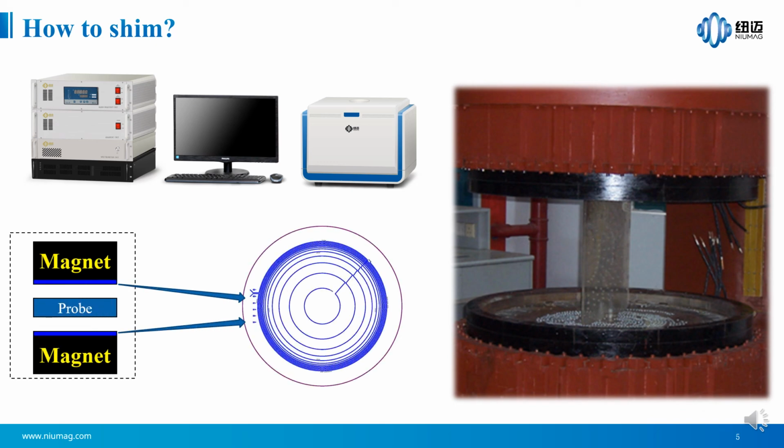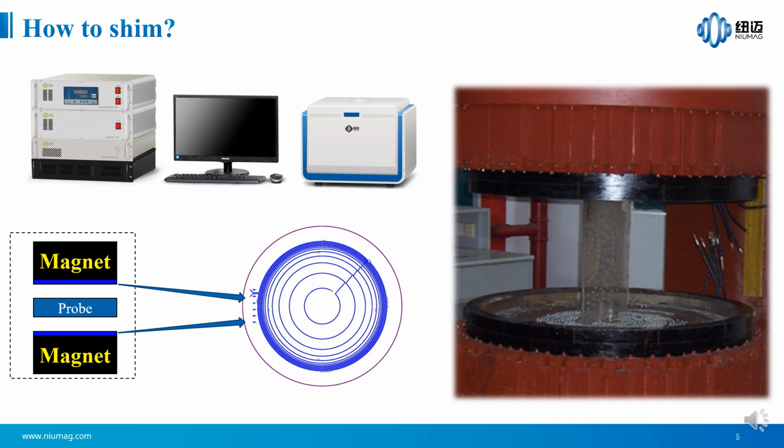The second way is mechanical shimming. The mechanical shimming method is to adjust the parallelism of the magnetic poles, that is, to adjust the parallelism of the upper and lower poles. The effect of a homogeneous field is achieved by adjusting the parallelism of the upper and lower poles. This is also done in the NMR factory.